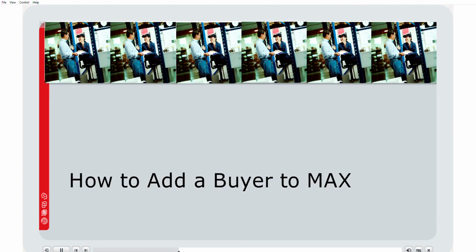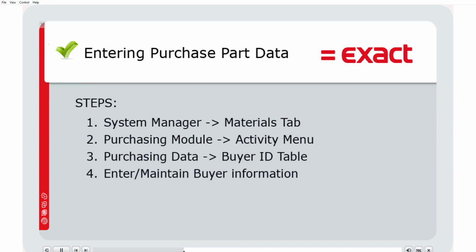Now we'll look at how to add a buyer into the MAX program. Here are the steps we'll follow. From the System Manager, we'll go to the Materials tab. We'll choose the Purchasing module and the Activity menu. Then we'll choose the Purchasing Data item, Buyer ID table, and we'll begin entering or maintaining the buyer's information.